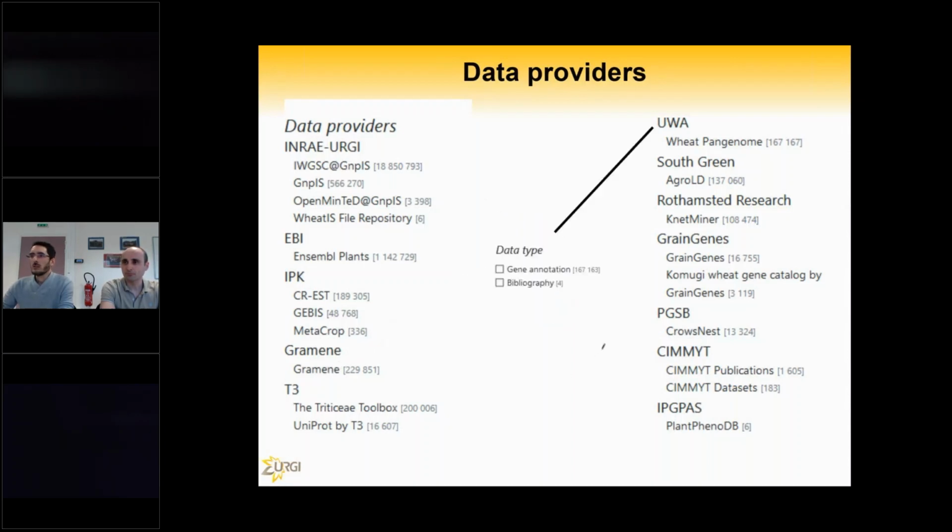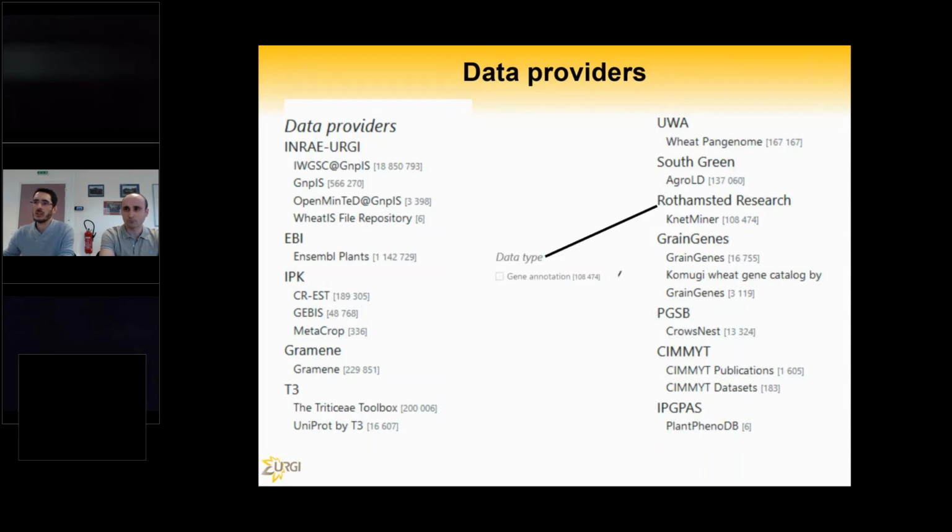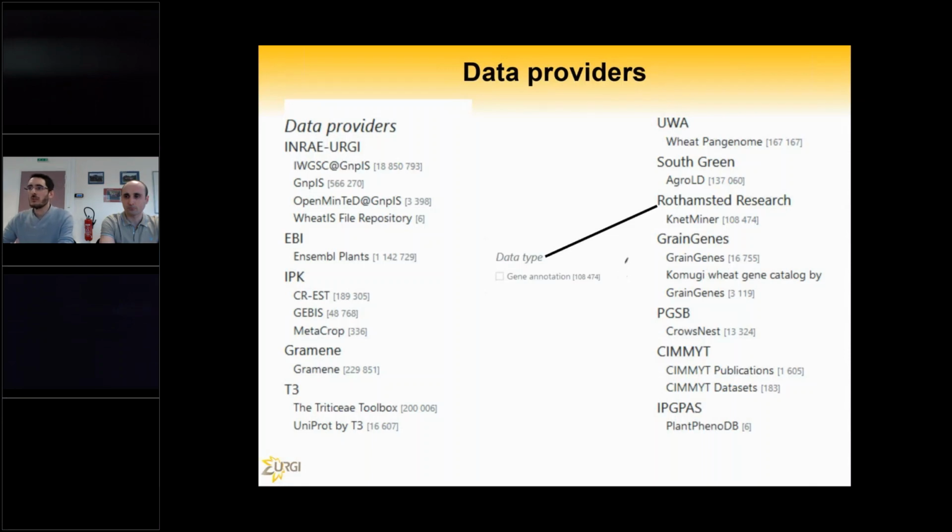The University of Western Australia has provided wheat pangenome data and also bibliography related to the pangenome. South Green, which is a French platform, provides gene annotation. AlgoLD is backed by an RDF triple store, for instance. Colleagues from Rothamsted Research in the United Kingdom have provided gene annotation extracted from their NetMiner database. UrGI provides germplasm, QTLs, genes also, and several kinds of maps.